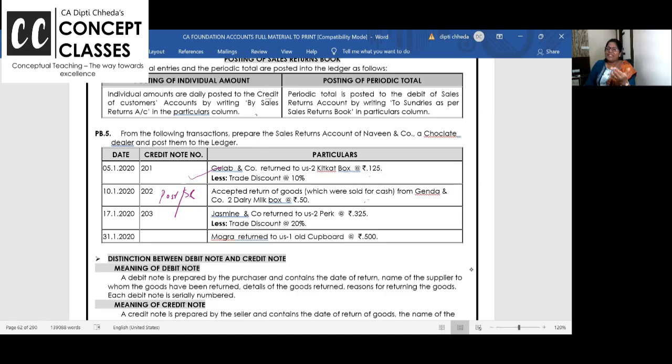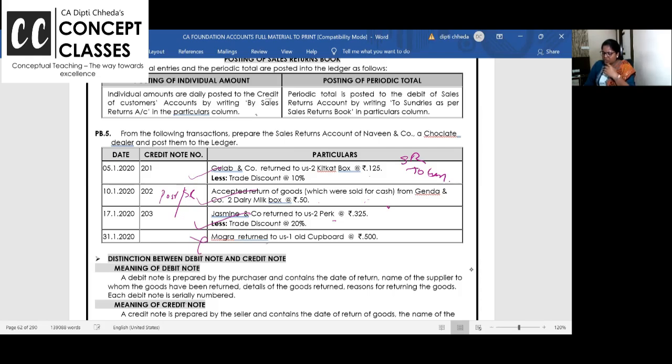I'm really sorry. When someone is returning goods to us, we need to pay cash. So this will be like sales return to Gulab. What will you do to Gulab's account? Credit. Sales return debit. This will be like sales return to cash. So sales return entry will come. This also it will come. This will not come.